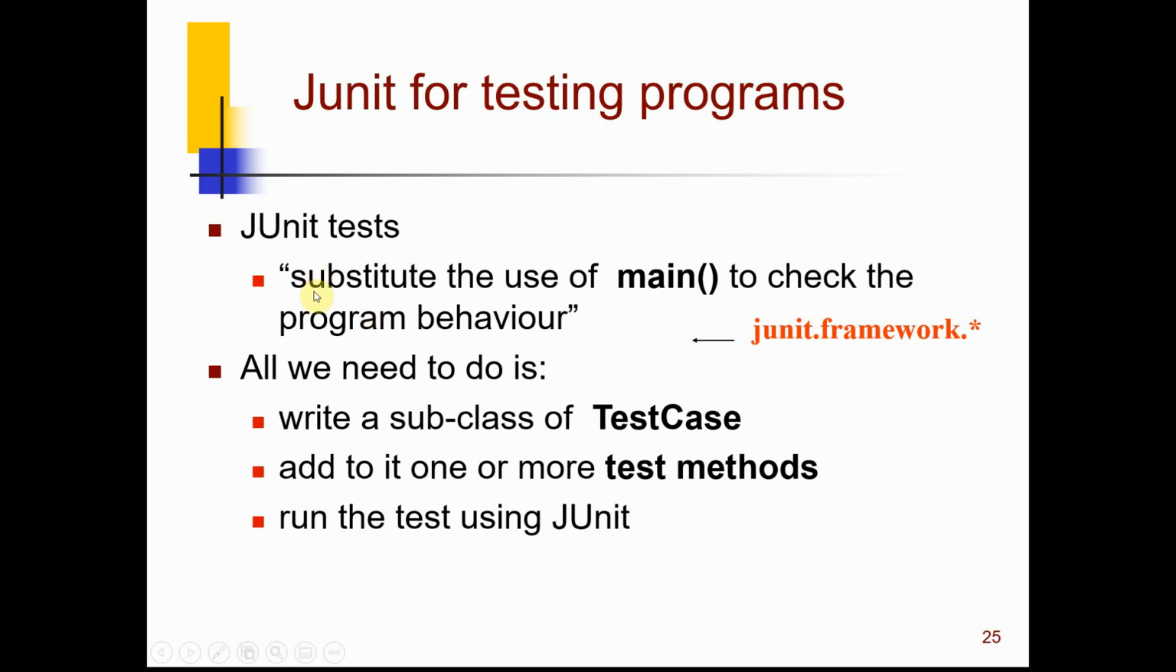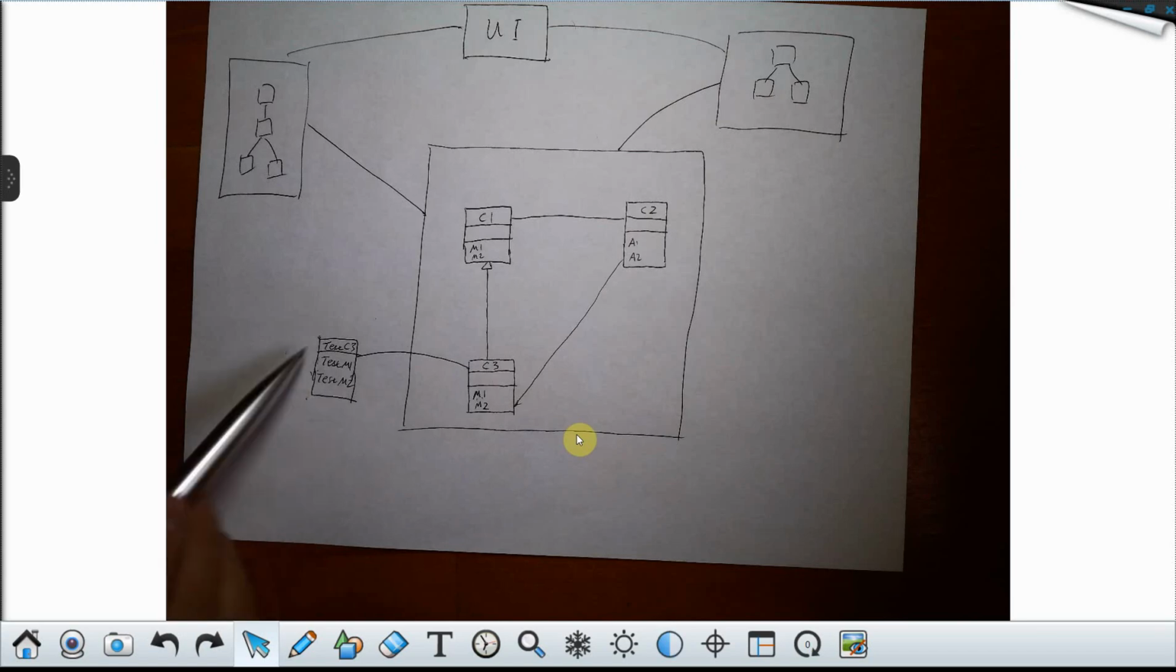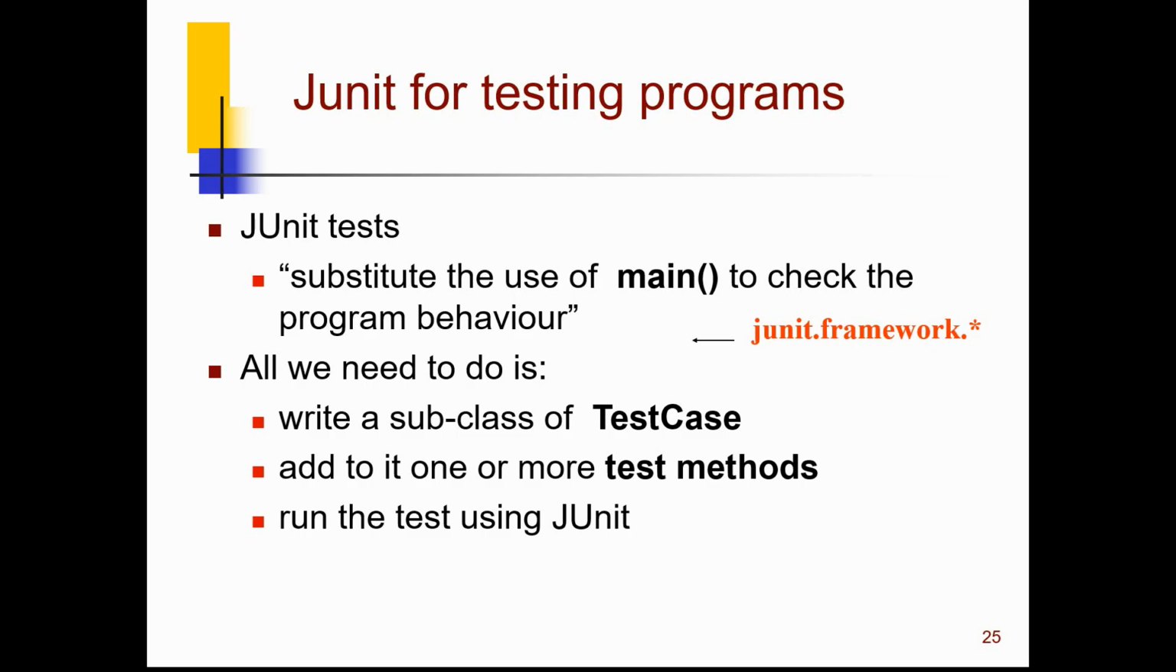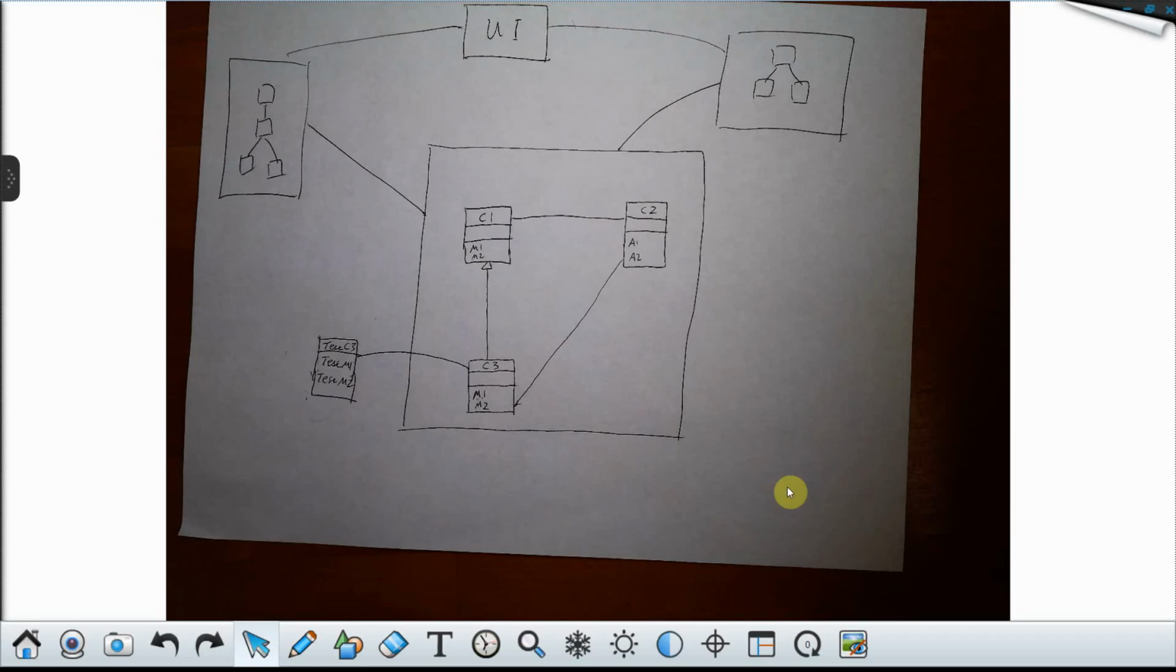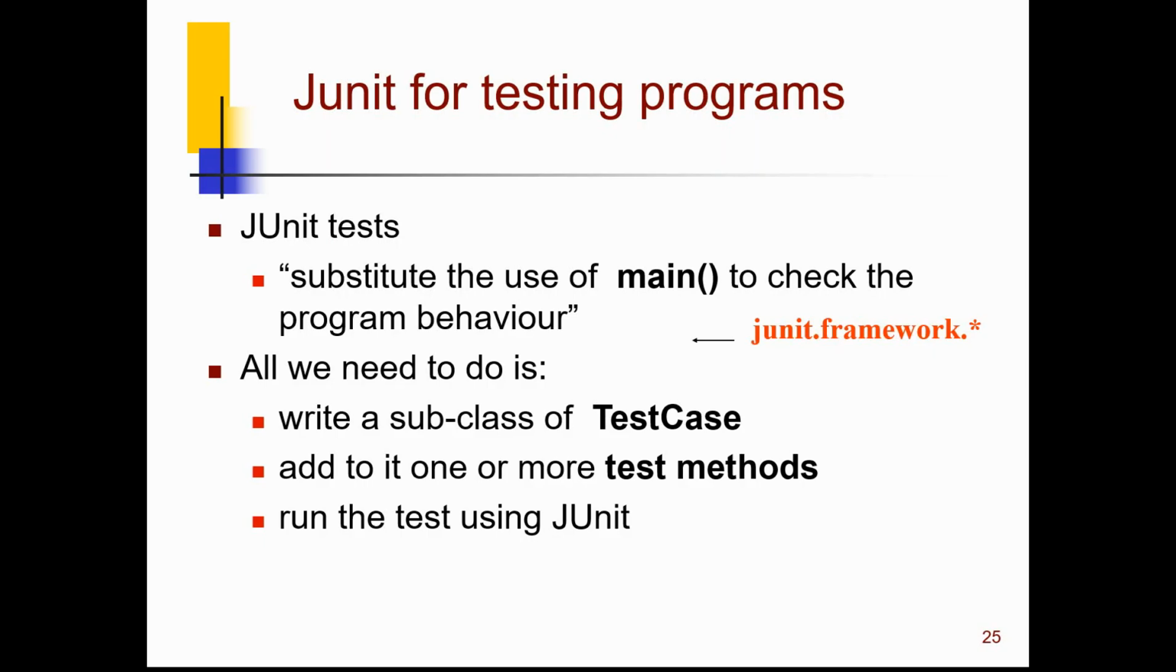Okay, JUnit is a substitute for the user main to check the program behavior, and all we need to do is write a subclass of test case. We write this class, and then we add one or more test methods. So here we have a test method. If we want to test M1, we have test method 1. Want to test M2, we have test method 2. So here we add one or two test methods. Then we run the test using JUnit.